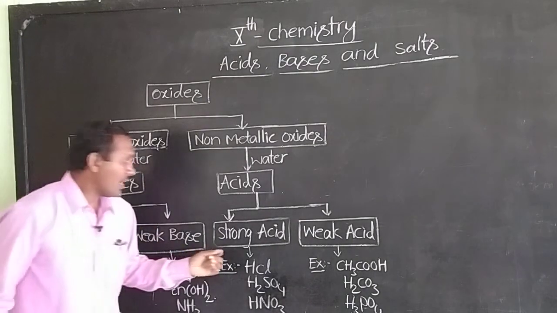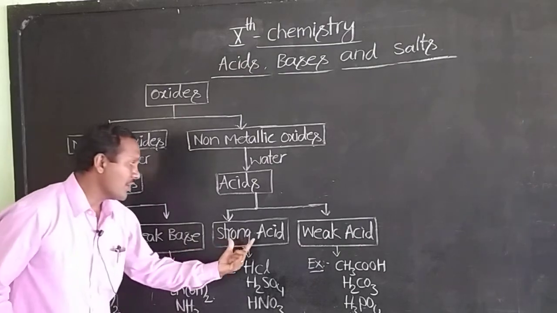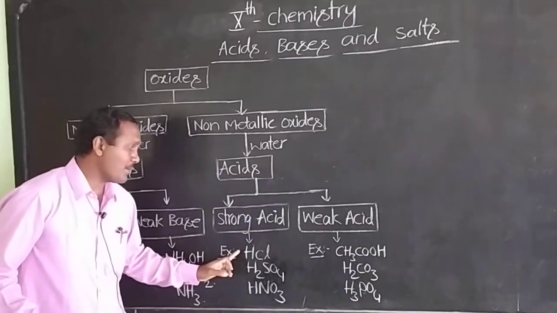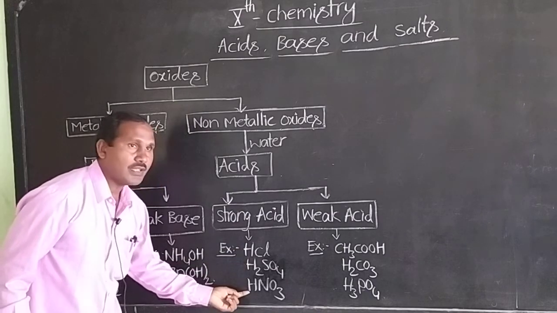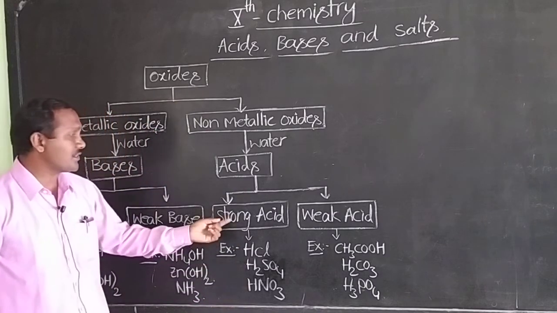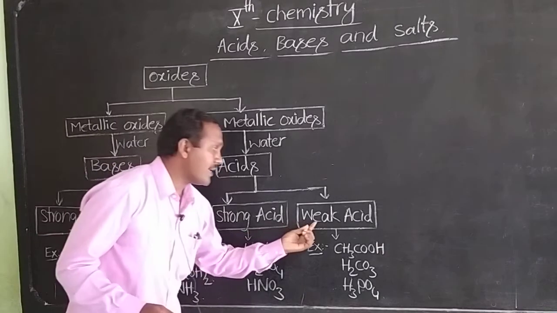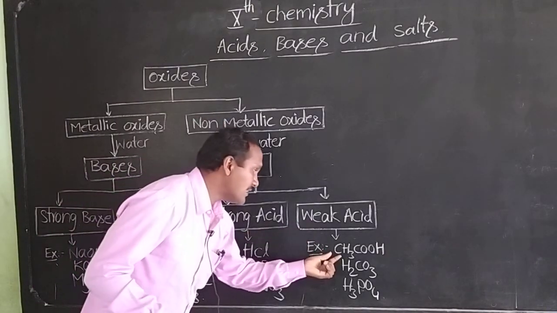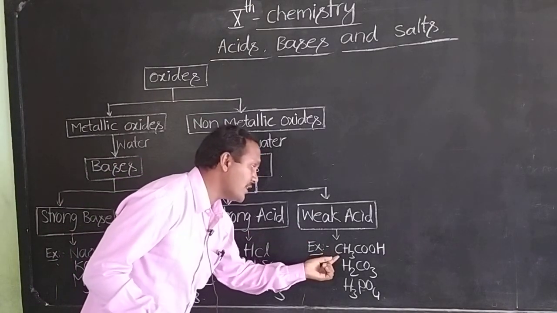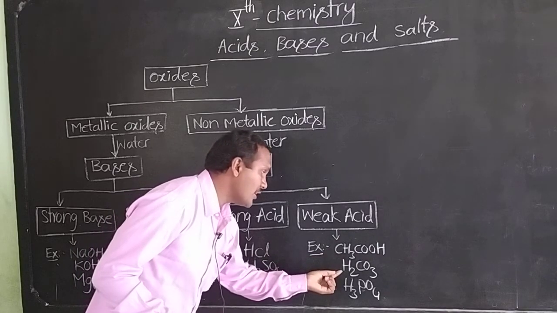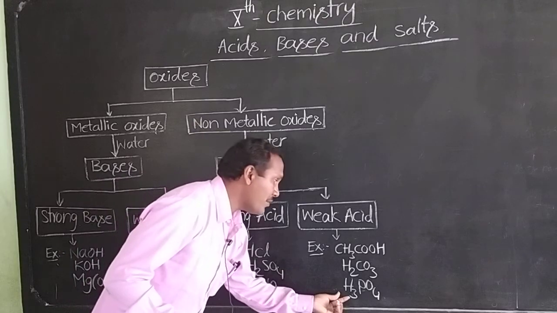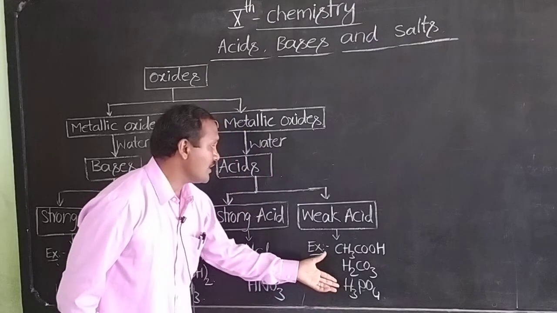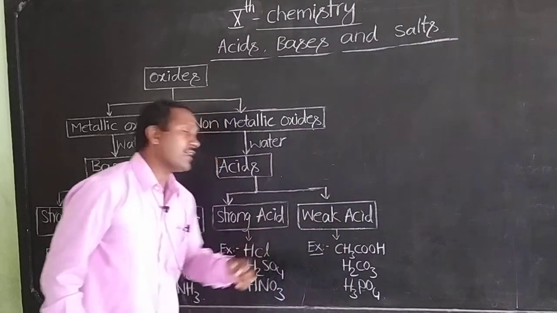First, some examples of strong acid. For example, HCl, H2SO4, HNO3. These are some examples of strong acid. Weak acids: acetic acid, that is CH3COOH, H2CO3, that is carbonic acid, and H3PO4, phosphoric acid. These are the examples of weak acid.